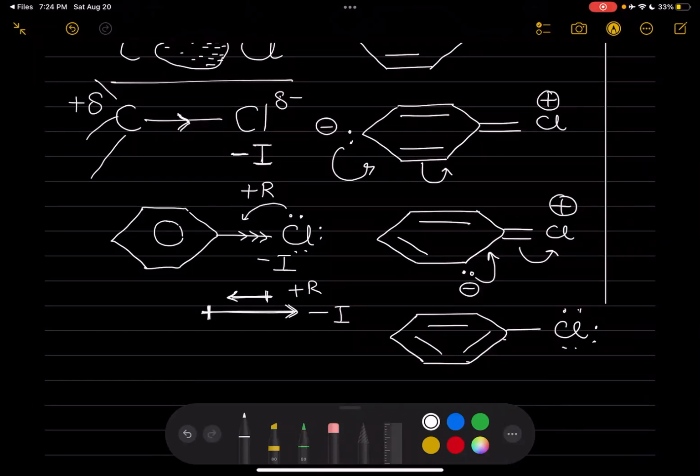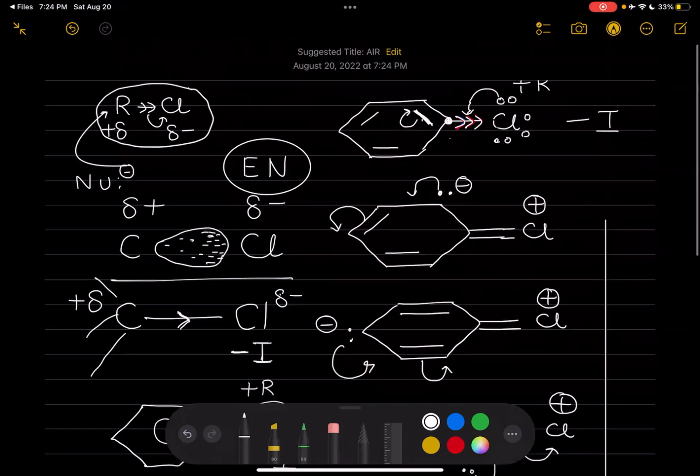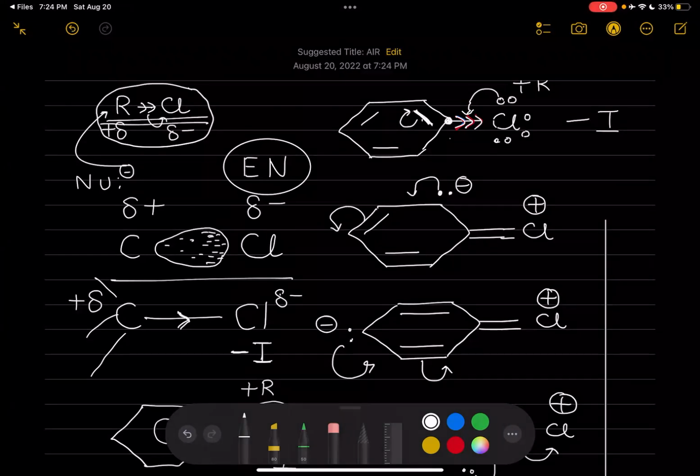So because of that, the overall polarity of the carbon chlorine bond decreases and it becomes less reactive. Is it clear, Vamsi and Mohammed?